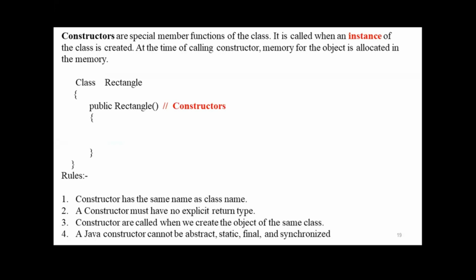So there are three properties. Constructor has the same name as the class name. Constructor must have no explicit return type. Constructors are called when we create the object of the same class.